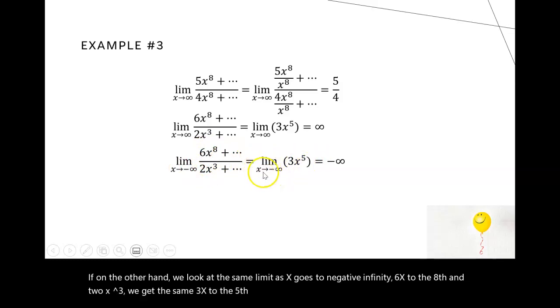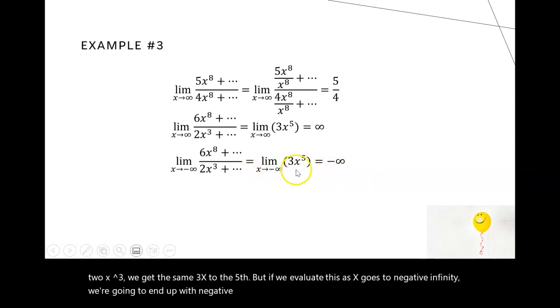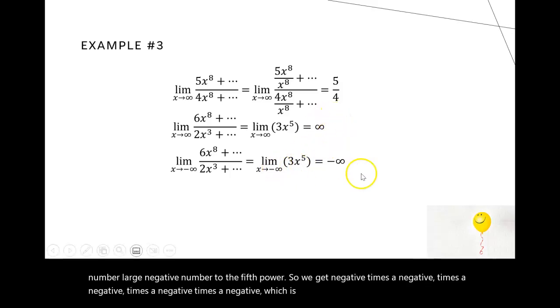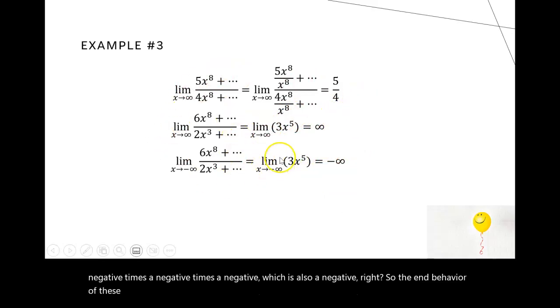But if we evaluate this as x goes to negative infinity, we're going to end up with negative infinity as our answer because we're raising a large negative number to the 5th power. So we get a negative times a negative times a negative times a negative times a negative, which is also a negative. So the end behavior of these polynomials will be helpful in helping us figure out our limits as we go to infinity.